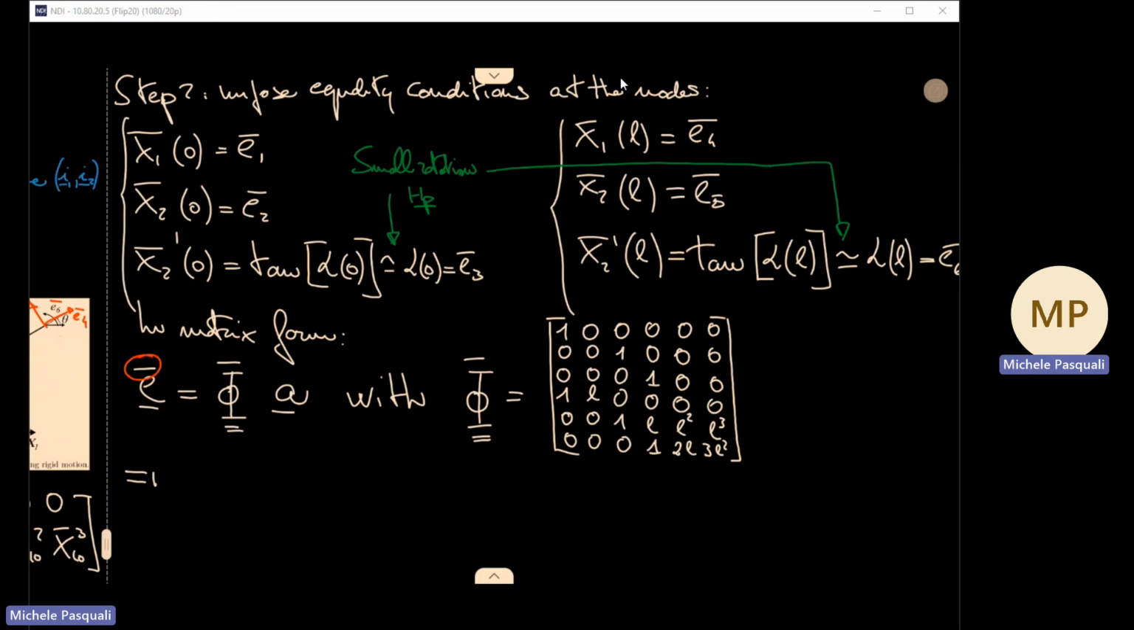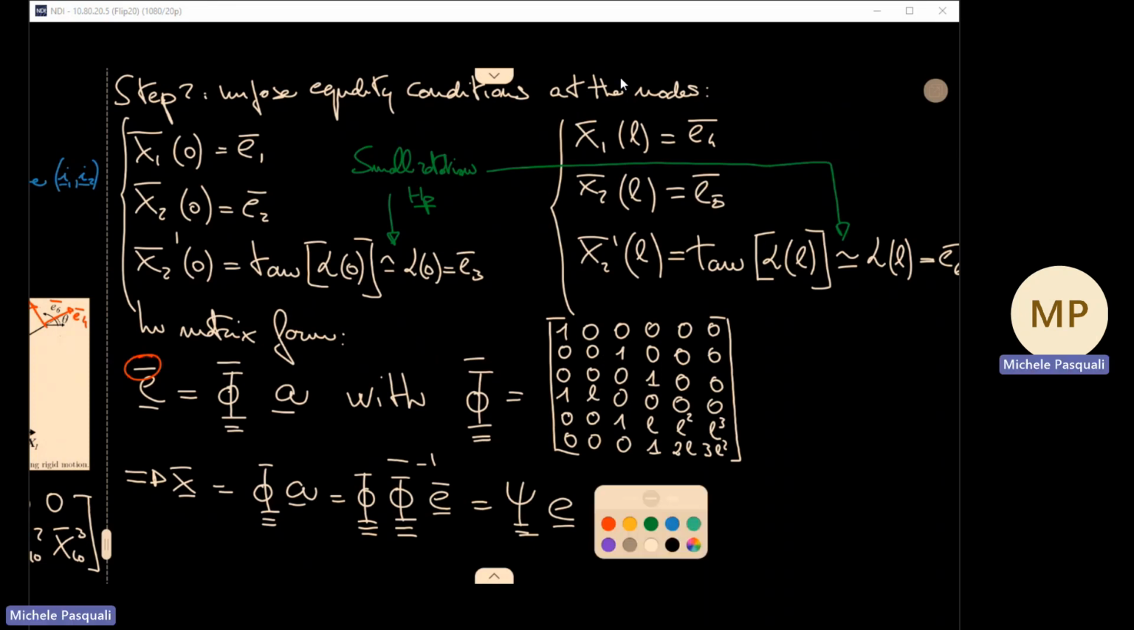And therefore, we get that our X overbar is phi over A, and then A we have just got, which is basically C overbar to the minus 1. And this is exactly our phi applied over E. Okay. So this, as usual, is our matrix.